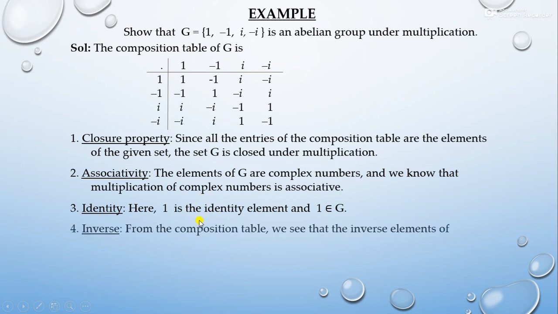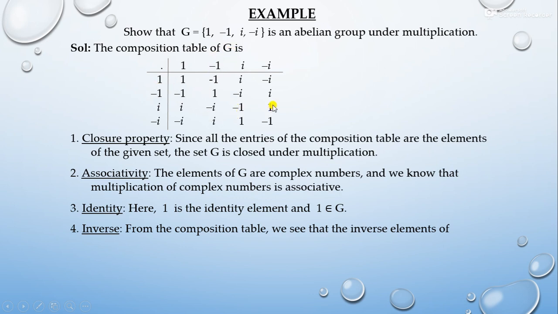Now inverse. From the composite table you can see where you will get the identity. First one is here. It means that when you multiply 1 by 1, you get the identity. It means that 1 inverse is 1. Now second one, you will get 1 here, which means when you multiply minus 1 by minus 1, you get the identity. It means that the inverse of minus 1 is minus 1.